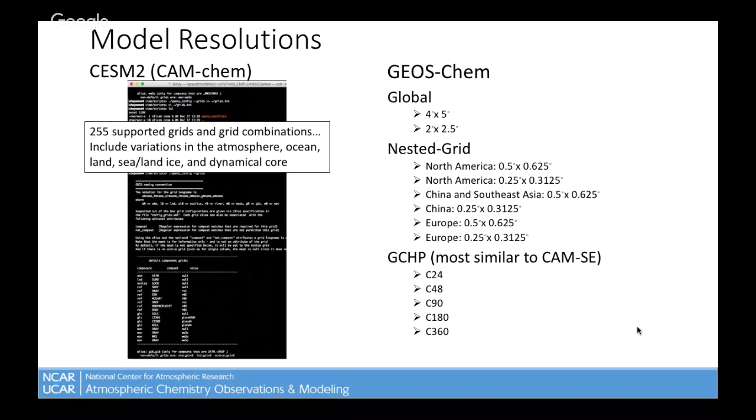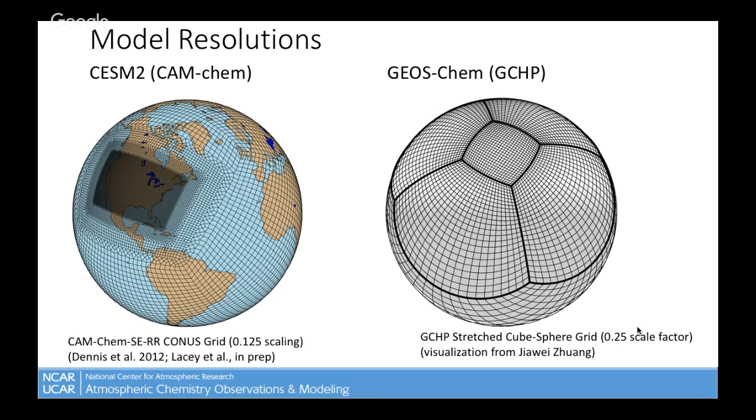And kind of to envision what this would look like, these are two comparable grids, one of them in CESM. So here, this is our cubed sphere spectral element dycore grid that we use for looking at CONUS. And then this is a visualization of a stretched cubed sphere grid with 0.25 scaling. The one on the right goes down by a factor of 0.125 scaling, so it's a little bit higher resolution. But as you can see, this is a very similar framework that would be able to do between GCHP and CESM2.